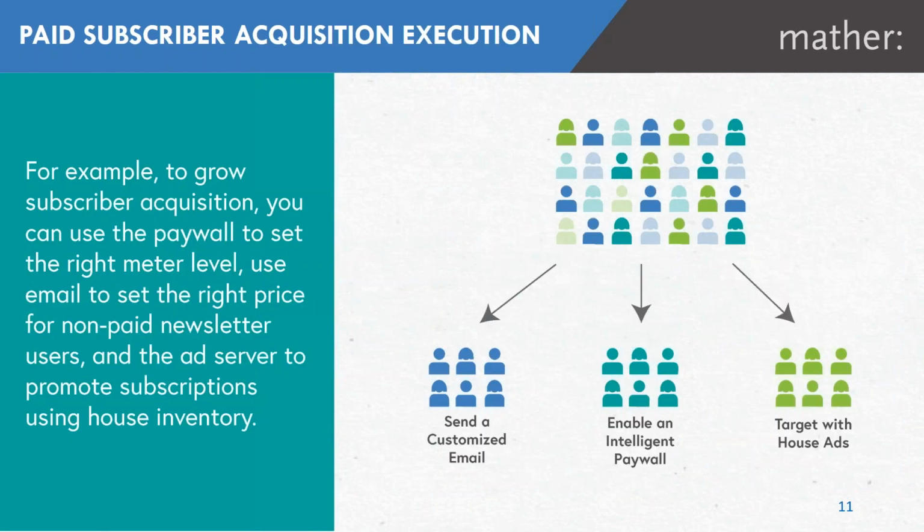So that's the example. Based on audience, the propensities, and what we think is the best outcome, we would send into the paywall system, the email system, or the ad server a segment that would trigger the right kind of targeting for that user.